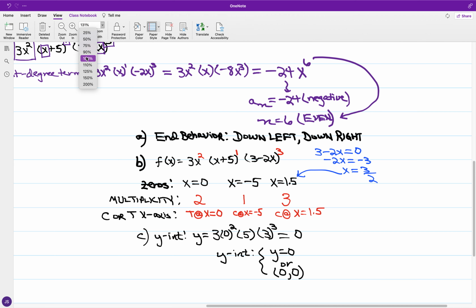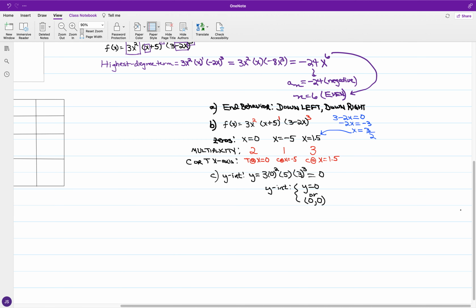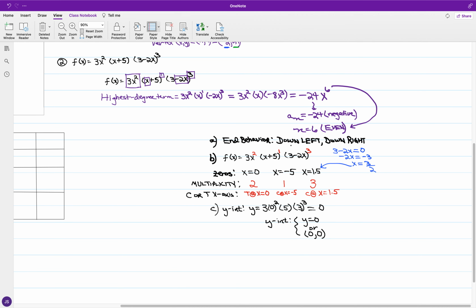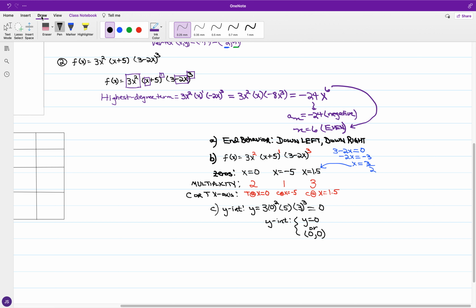And so looking at what we have now in the overall picture, you have your end behavior: down to the left, down to the right. And again, we have 3 zeros, one where the graph of the function touches the x-axis, namely the origin, and the other 2 zeros where the graph crosses. And again, the y-intercept will be at the origin.